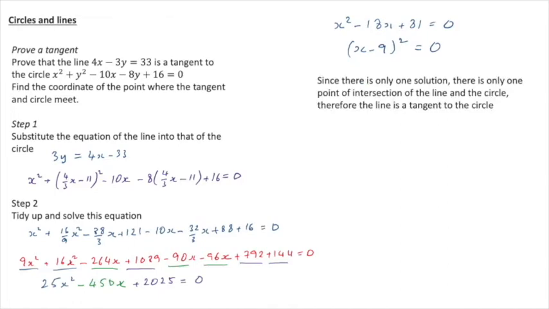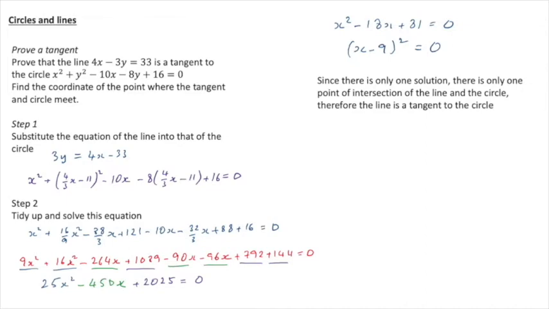And therefore we've shown that there is only one solution. That means there's only one point of intersection of the line and the circle, and that means that the line is indeed a tangent to the circle. So we have proven the first part.